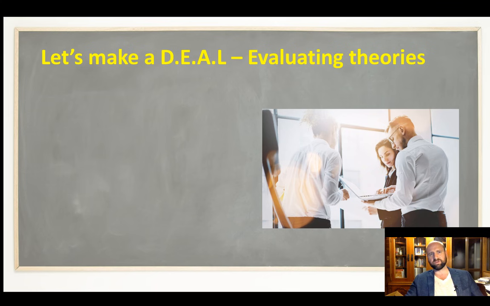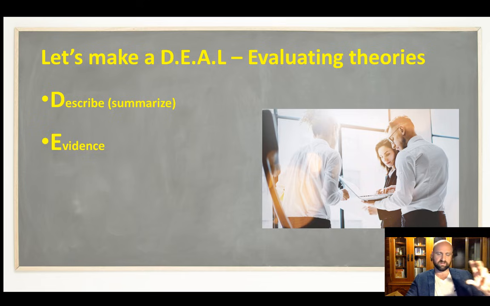And so actually on that point, let's make a deal. When you're evaluating theories in psychology, a good acronym I like to use is D.E.A.L. D-E-A-L. So describe, summarize. You have to be able to summarize the theory, which means explaining how the theory explains a behavior or a cognitive process. Then you need the evidence, right? Where's the evidence to support the theory? So you have to be able to explain the studies and not only describe the studies, aims, methods, results, but clearly explain how they support concepts in the theory.